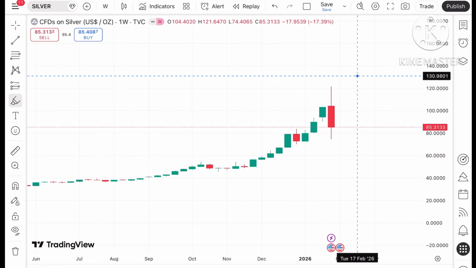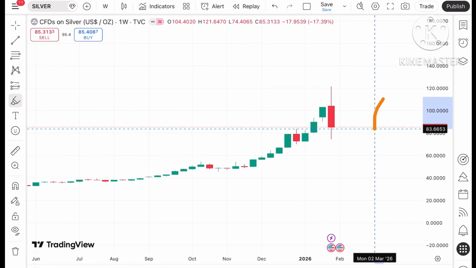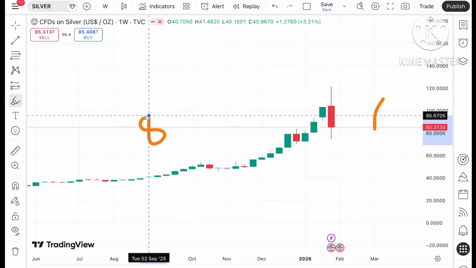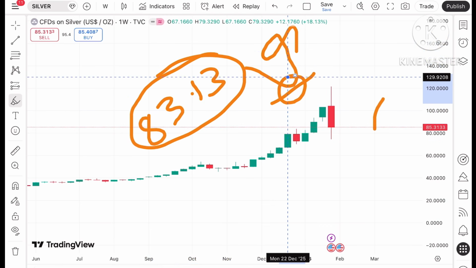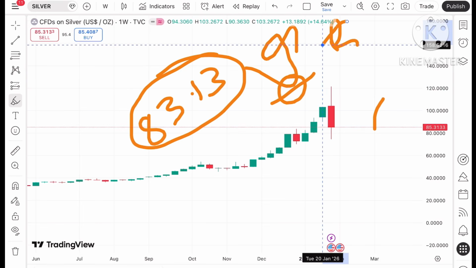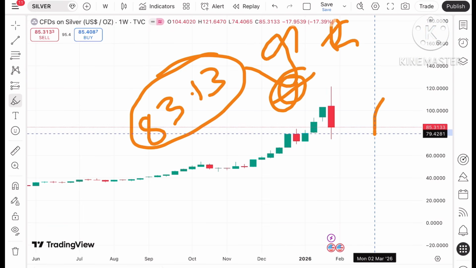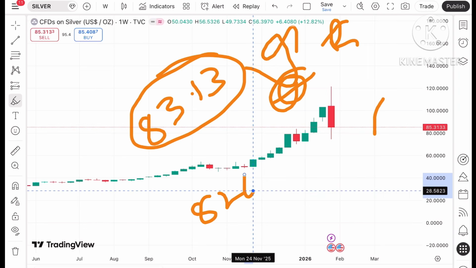Okay, but suppose the price starts coming down, what can you see? Suppose if the price starts coming down, it can touch a level of $83.13. If the price bounces back from this level, that is good. Then we can see the resistance level. But if the price doesn't bounce back, it can come down again towards the next level of around 82.6, which is support 2.